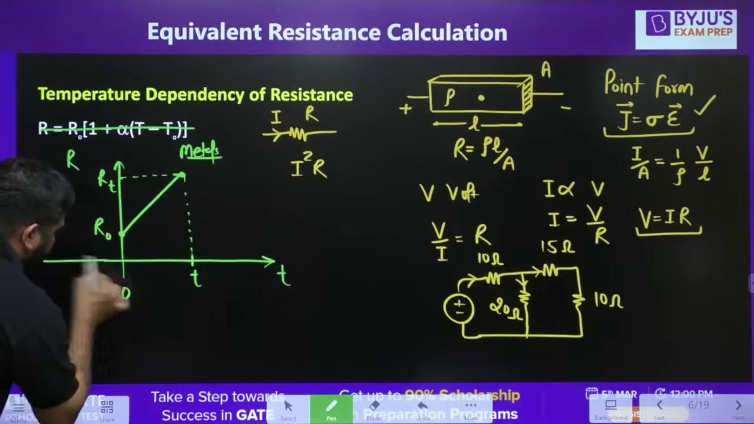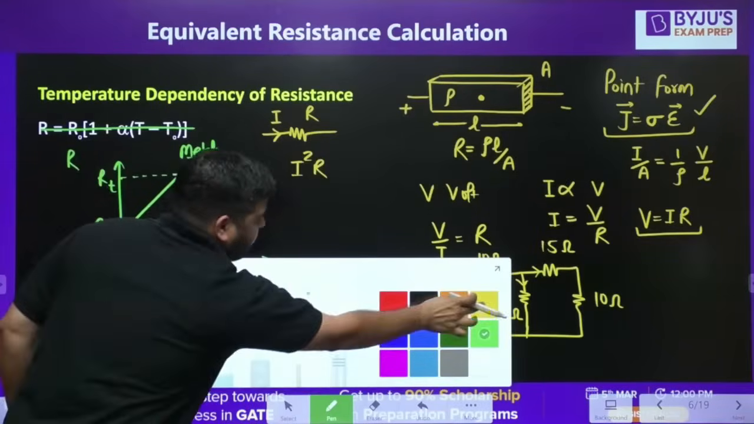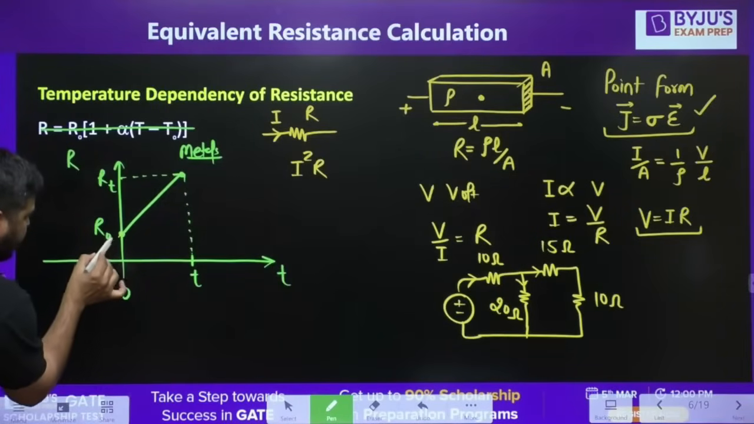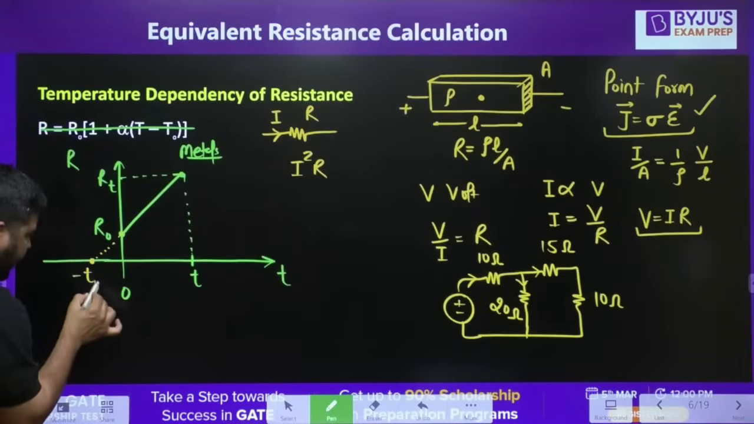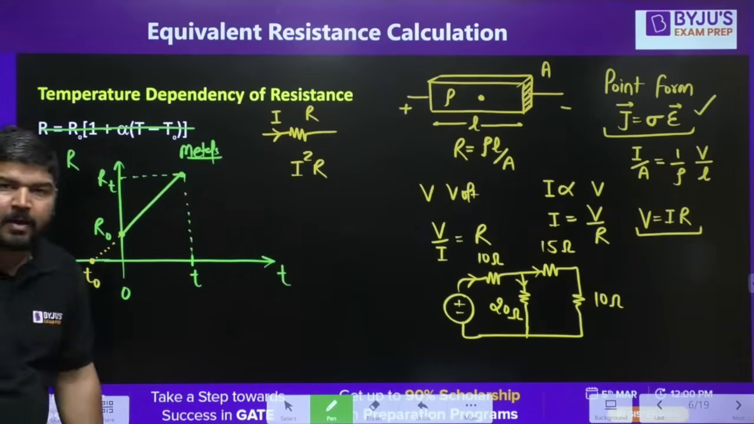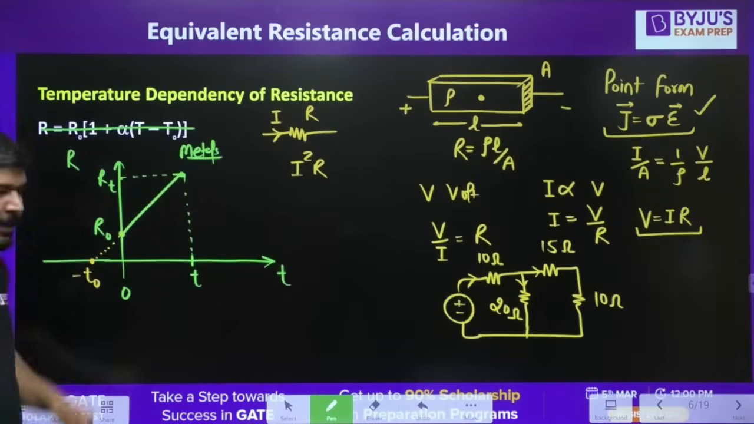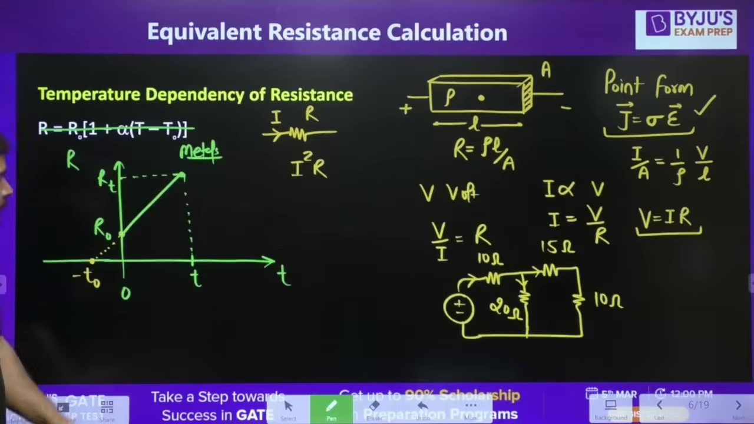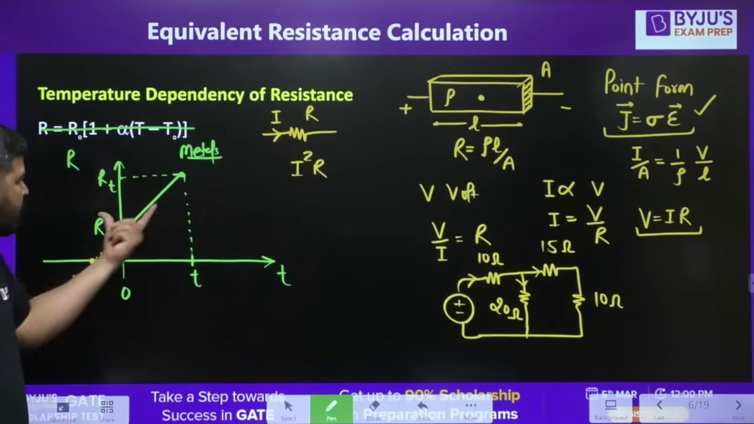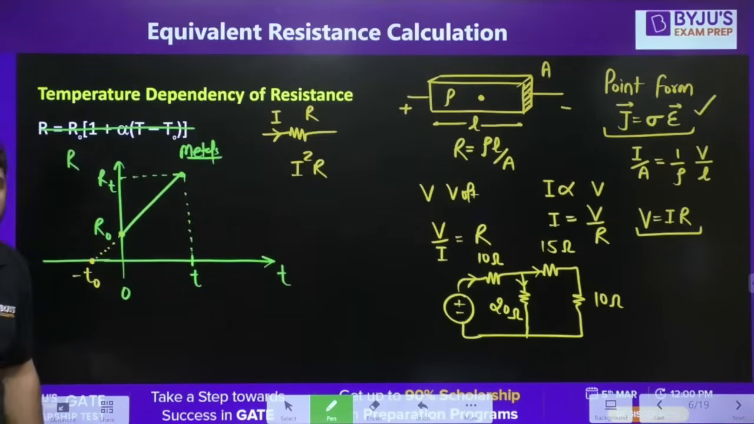Let's say if I extrapolate this line, this point will be minus T naught. Let's call it minus T naught. Now you will ask me, sir, why you are extrapolating this? Actually, I want to calculate the slope of this line. Though slope can be calculated from these 2 points also, slope you can easily calculate.